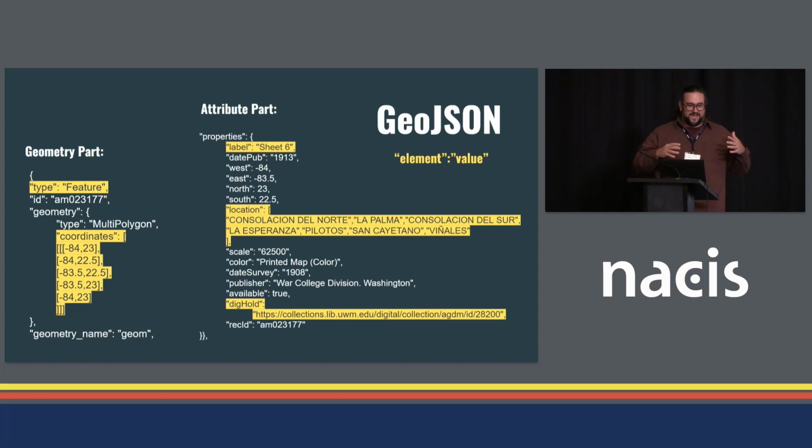In GeoJSON format, like I mentioned, it's object-oriented, so you have this element value pair that matches up to that schema. And so you can see here that each sheet in this series is a feature in the GeoJSON. You have text-based coordinates that define the geometry. You have simple strings like a label. You have arrays like locations, so if there's a list of locations on the map, we can list them here to improve that searchability. And then things for digital holdings, so we can link to our digital collections for that specific sheet in the record.